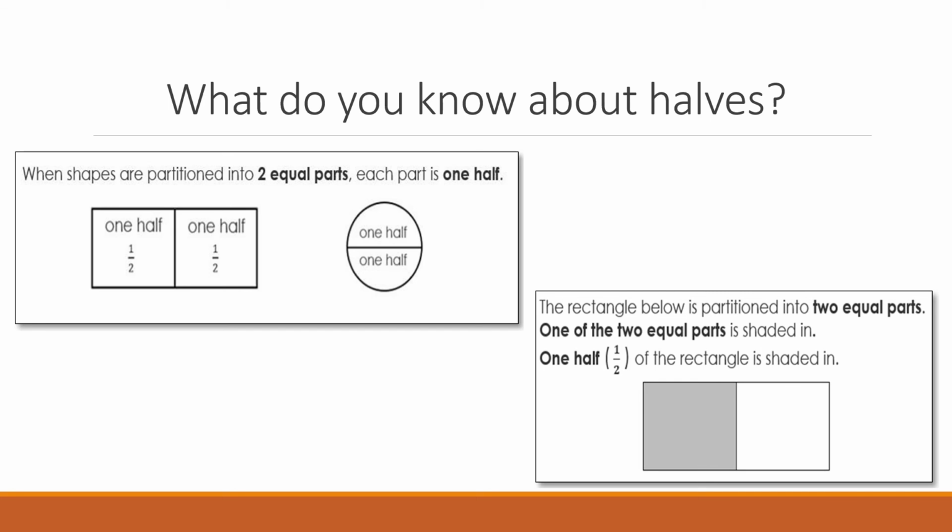The rectangle below is partitioned into 2 equal parts. One of the 2 parts is shaded in. So we would say that 1/2 of the rectangle is shaded in.